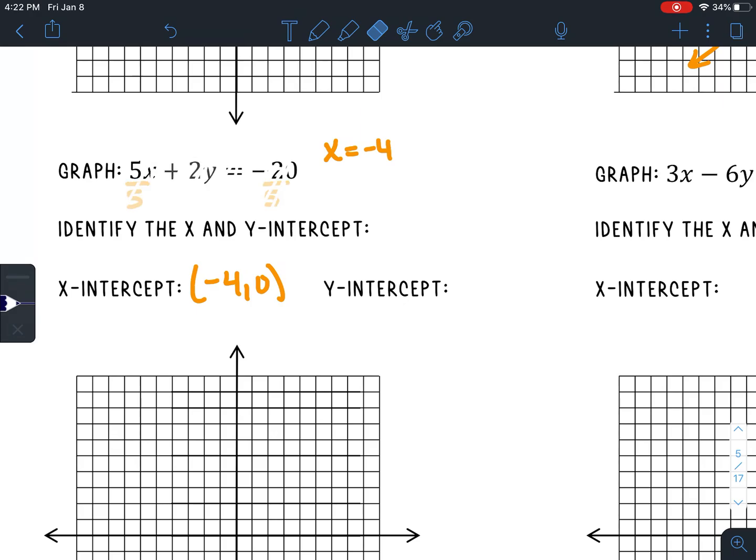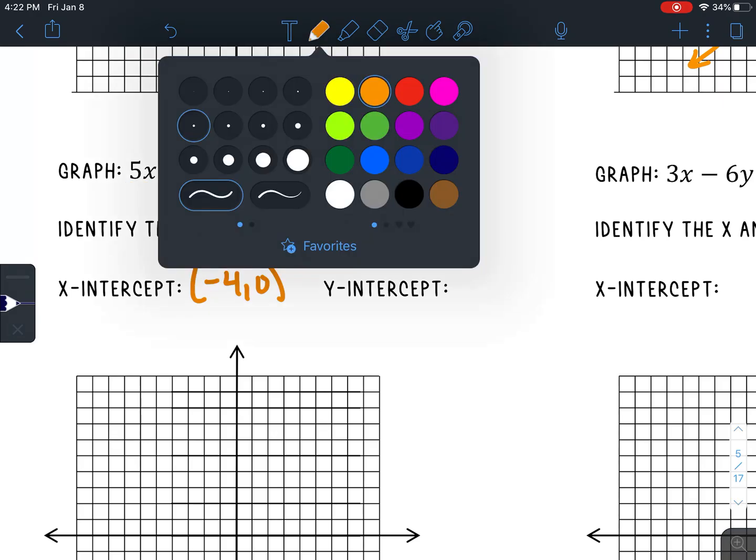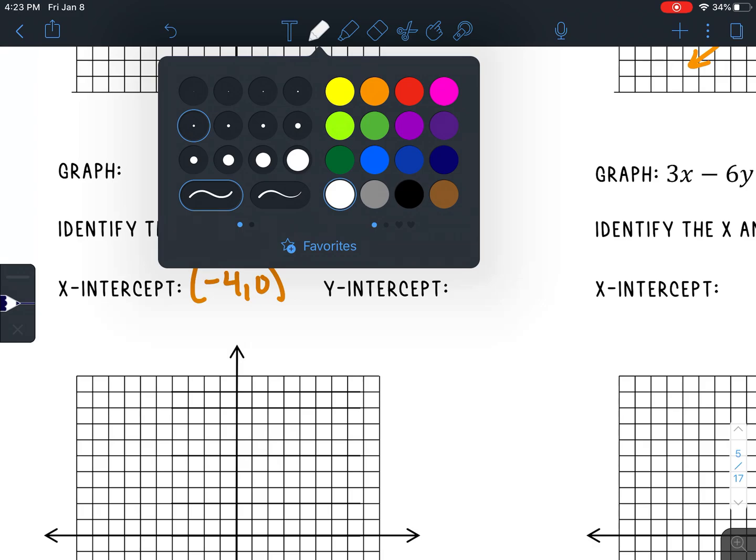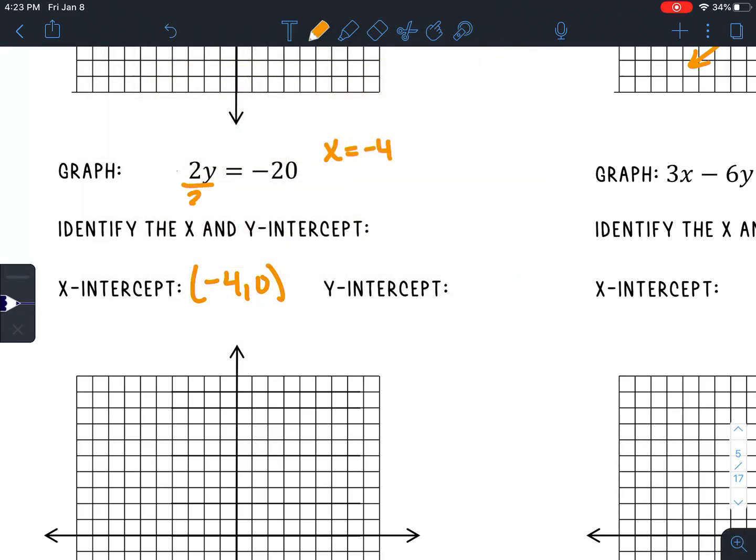Okay, we're going to do the same thing when we go back and talk about our y. We are going to cover up the x. We're going to divide both sides by 2. So in this one, y equals -10. So that'll be 0, comma, -10.